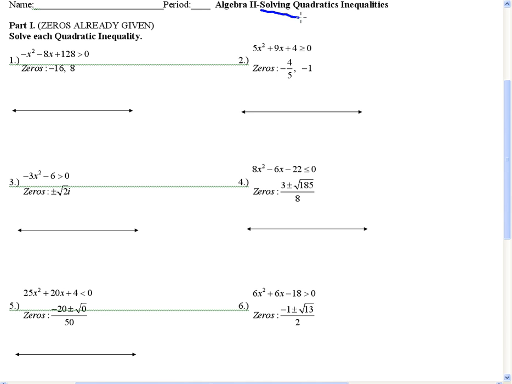We're going to solve some quadratic inequalities in this video. This is the worksheet from class that you have. The back is your homework.